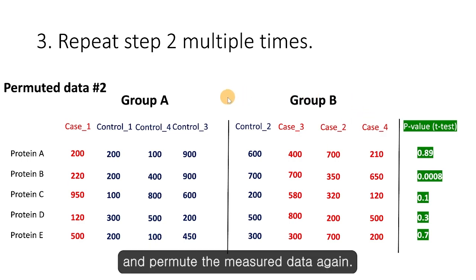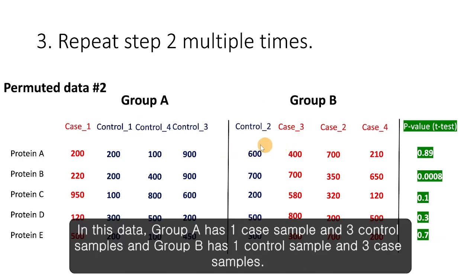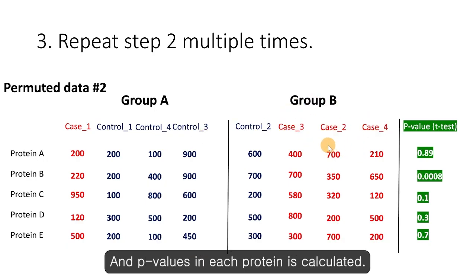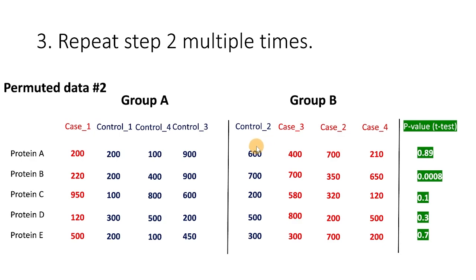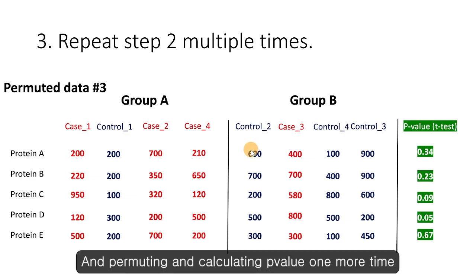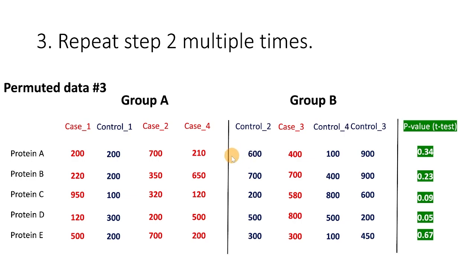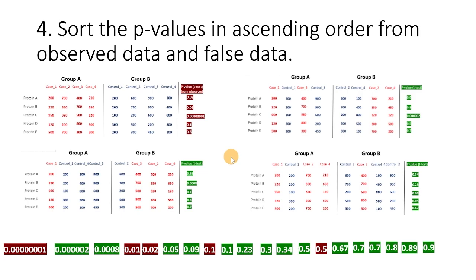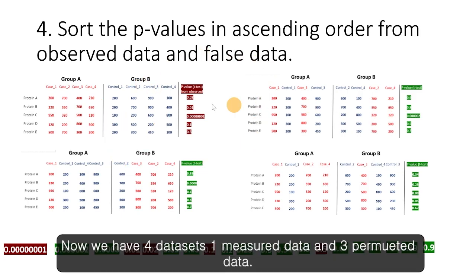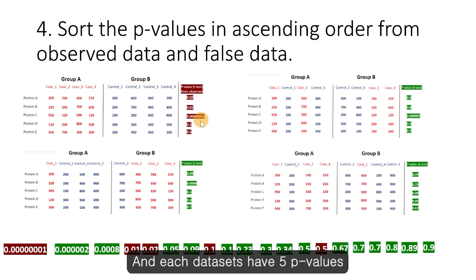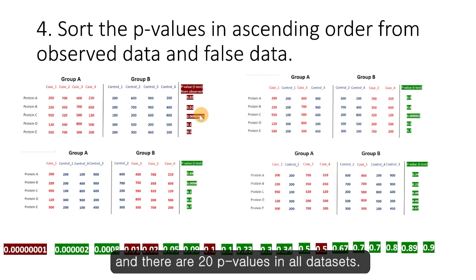And permute the measured data again. In this data, Group A has 1 case sample and 3 control samples, and Group B has 1 control sample and 3 case samples. And p-values for each protein are calculated. And permuting and calculating p-values one more time. Now we have 4 data sets, 1 measured data and 3 permuted data. Each data set has 5 p-values, so there are 20 p-values in all data sets.